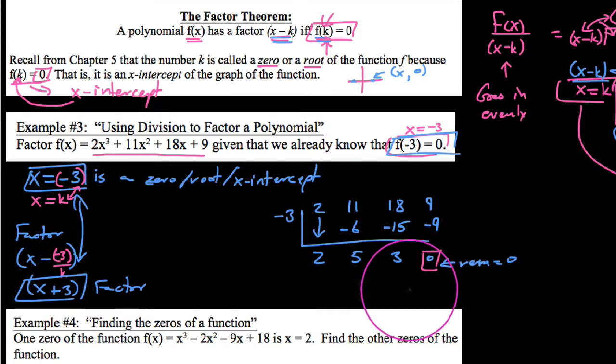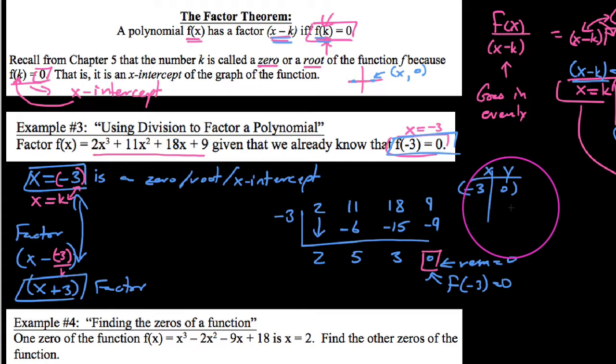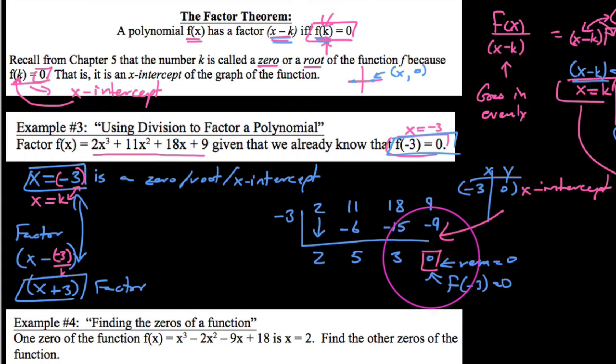Remainder equals 0. We also say that this is f of negative 3. In other words, if we were to make a table of values for this graph here, we would say that when we plugged in -3, we were at a height of 0 on our graph. So this is also an x-intercept, is what this represents right there.